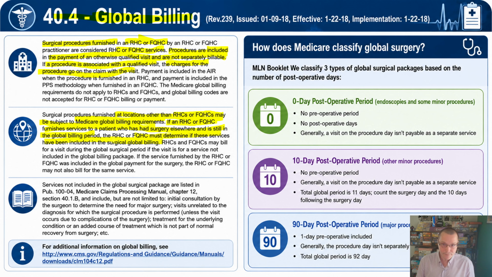If you're not aware of global periods, they're broken down into 7-day windows for your more basic minor procedures, 10-day procedures, or 90-day globals for your more major procedures. Most FQHCs themselves aren't completing the major procedures, but you might be doing the follow-up care for a major procedure, and it's important to be aware of these guidelines and how they'll work.